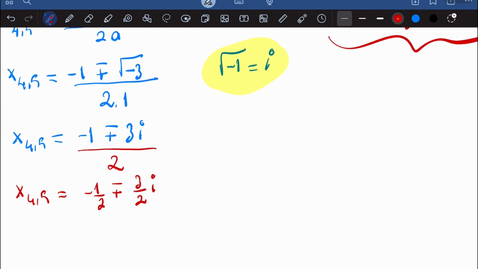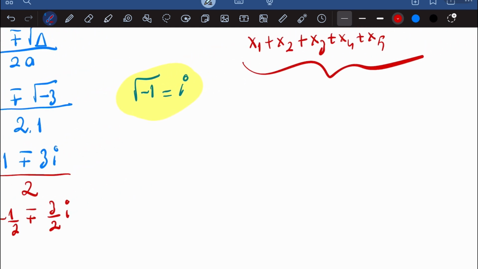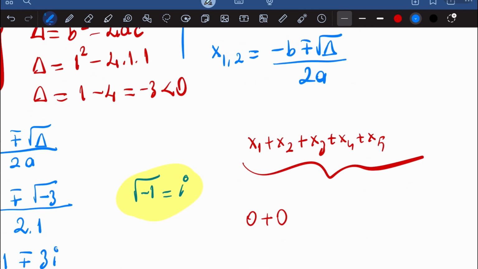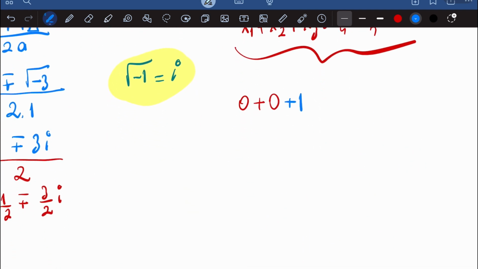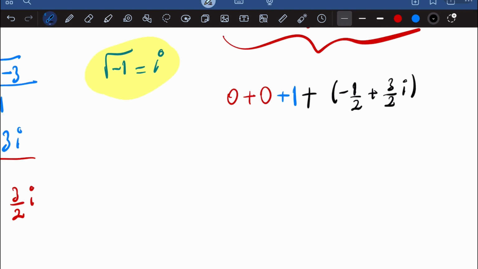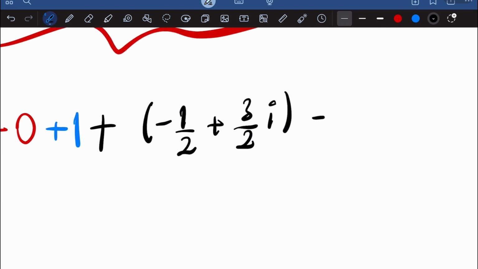We continue. What was the value we called x1? 0. What was the value we called x2? 0. What was the value we called x3? The value we called x3 was 1. I wrote down 1, then I continued. What will my other root be? The one I called x4 is negative 1 over 2 plus 3i over 2. What will my other root be? Right next to it, plus negative 1 over 2 minus 3i over 2.